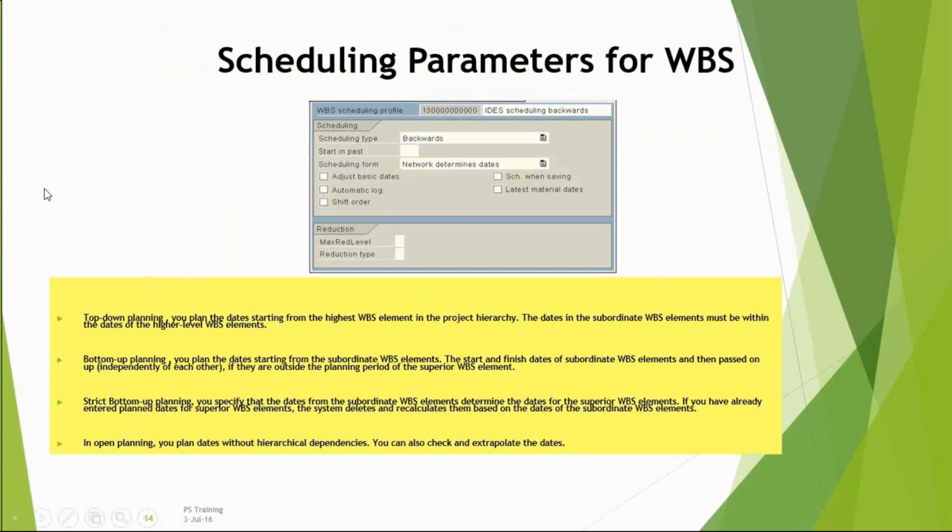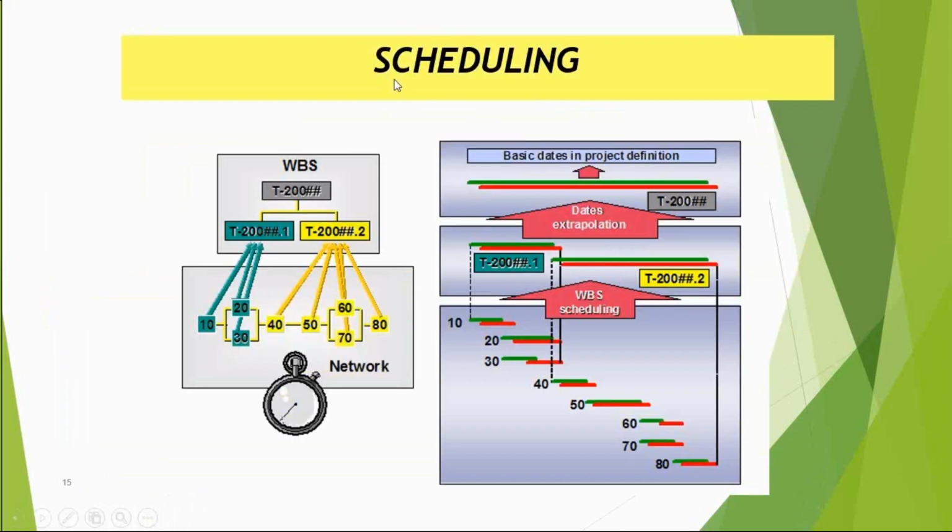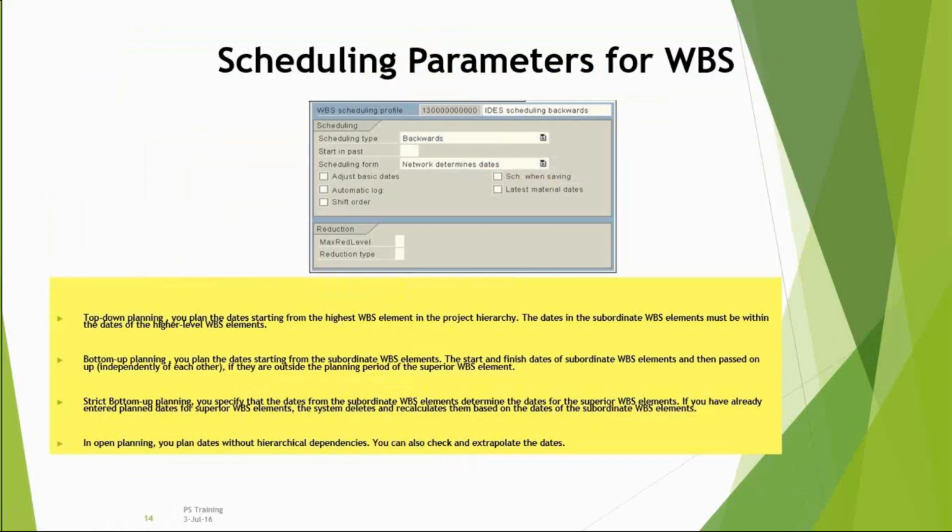So how am I going to schedule my scheduling parameters for my WBS? Here you see in the scheduling type, they are doing backward scheduling. If you see in the screenshot, it's backward scheduling. There are two types of scheduling basically, forward scheduling and backward scheduling. And how exactly my scheduling will be determined from network dates.